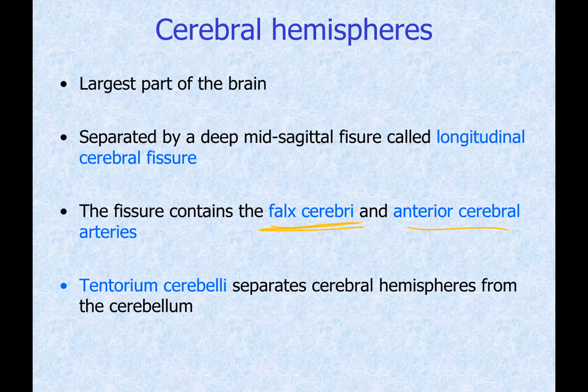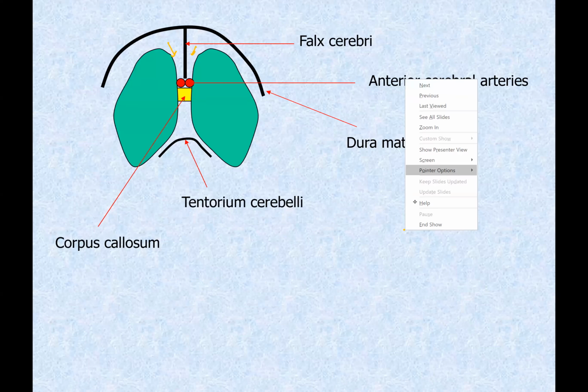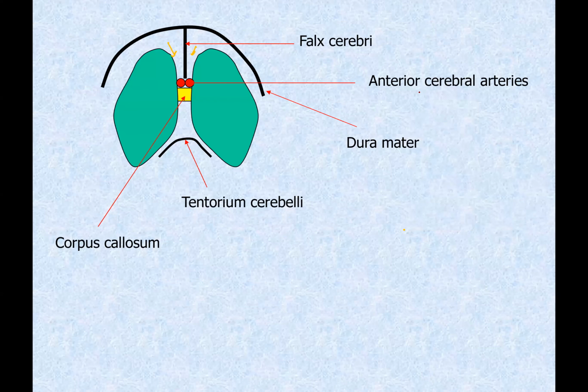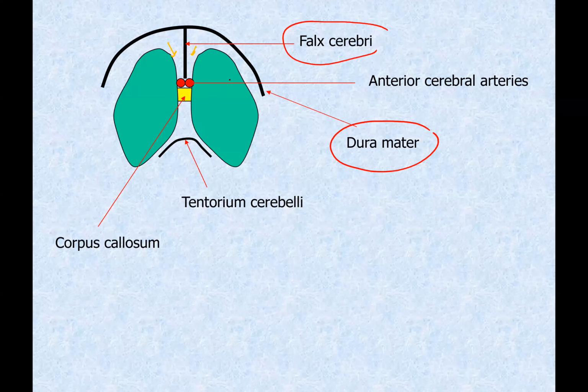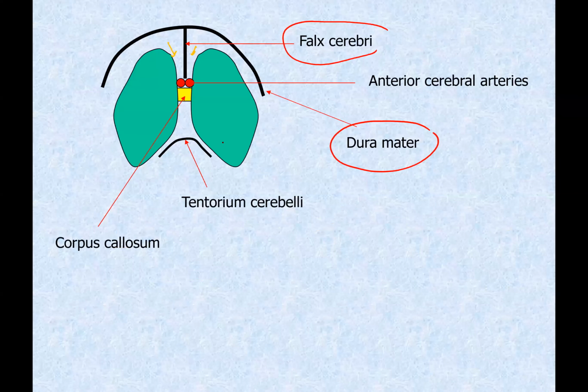Of course, there are anterior cerebral arteries. We'll discuss that later, not now. You get this falx cerebri. Falx cerebri is actually an extension of the dura mater. I'll change the color. Now, you can see the dura mater here. So the falx cerebri is an extension of the dura mater, so it dips down into the longitudinal cerebral fissure. You can see that.